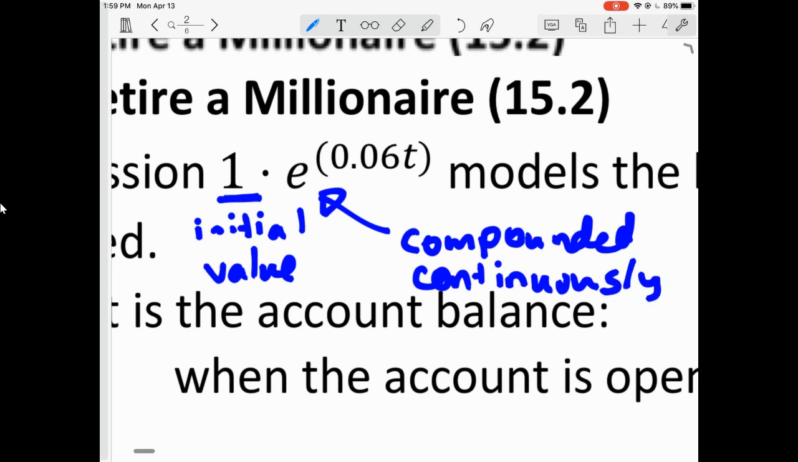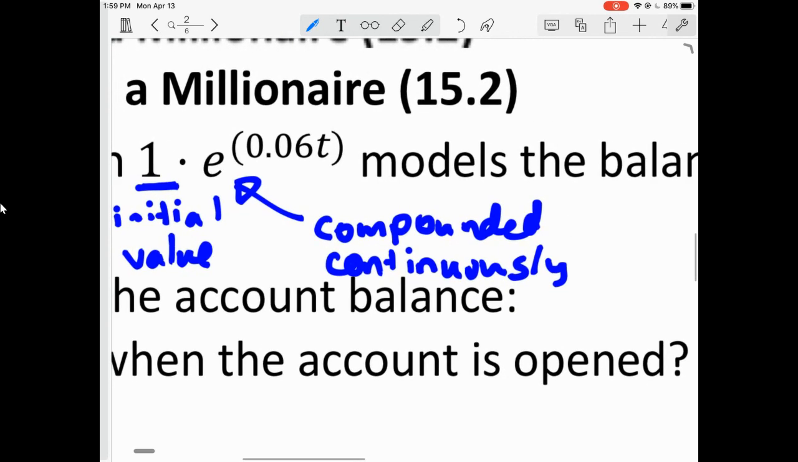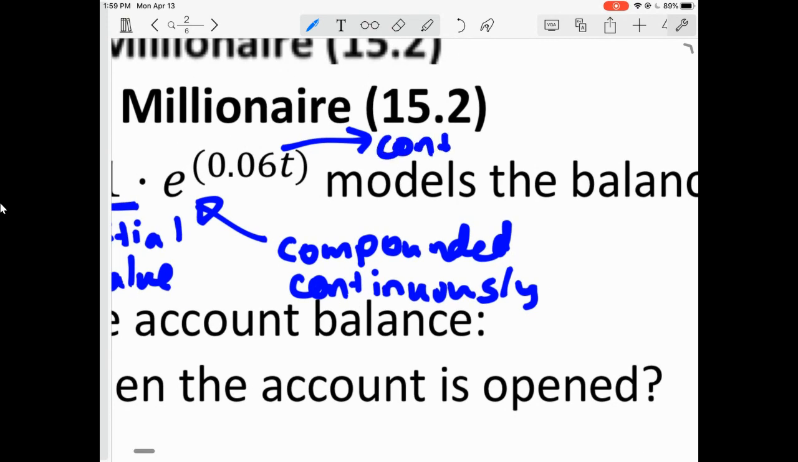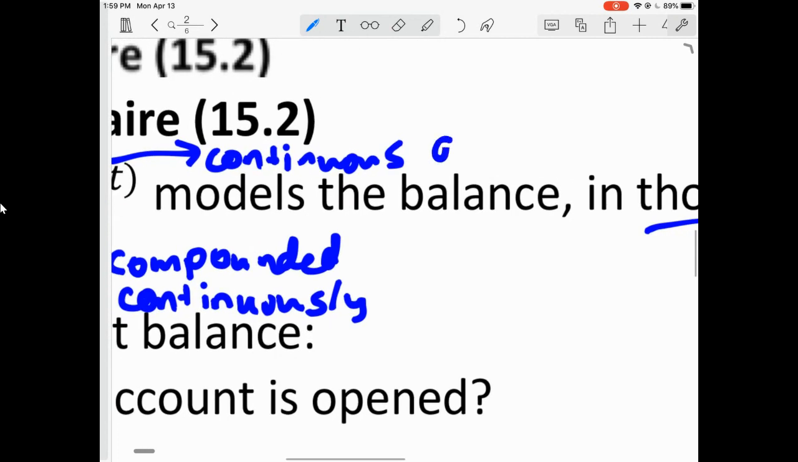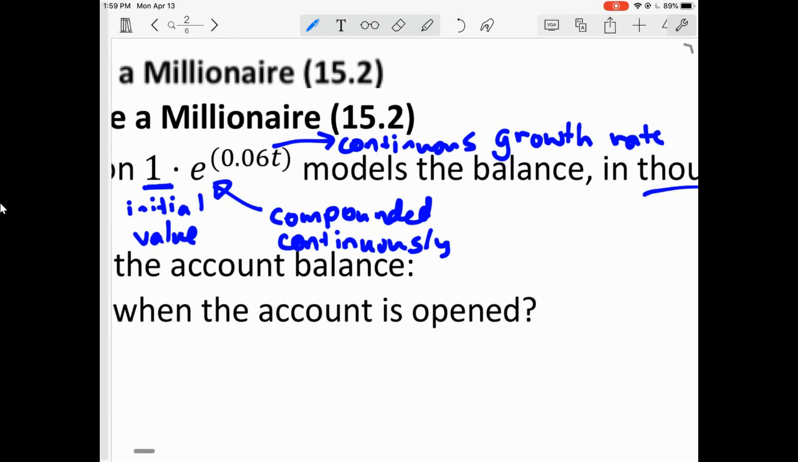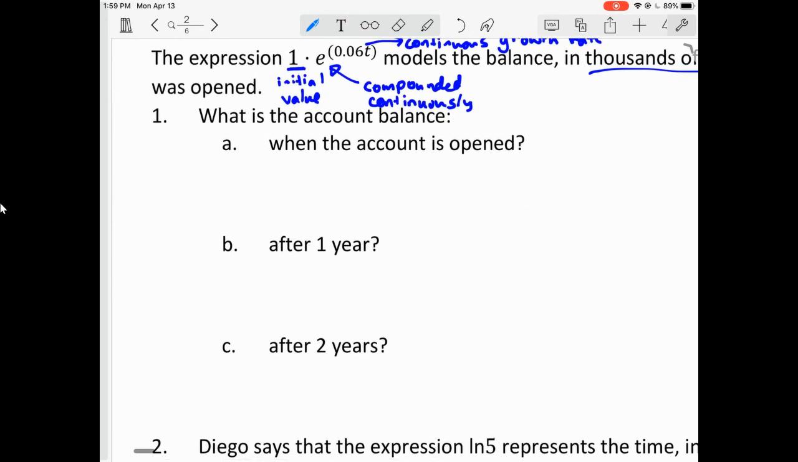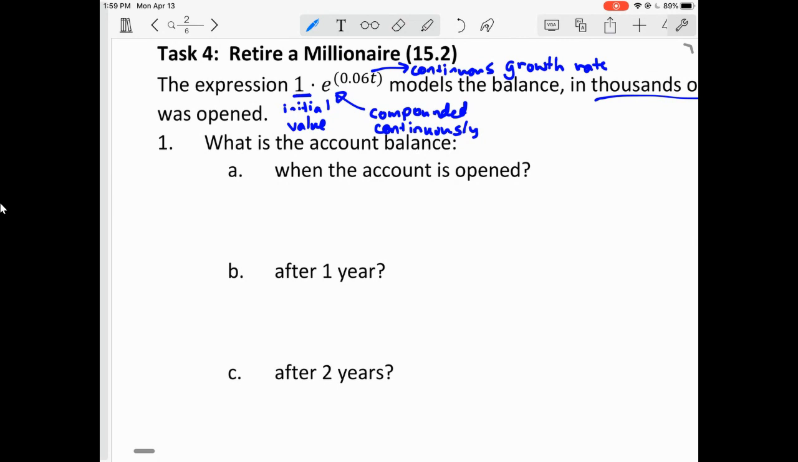So we're adding the interest on top of the interest at every moment of time. And our rate is 0.06. So that's our continuous growth rate. And t is just that time in years. So we want to know, what is the account balance? Take a second, see if you can decide what the account balance is. If you want to pause the video, feel free.